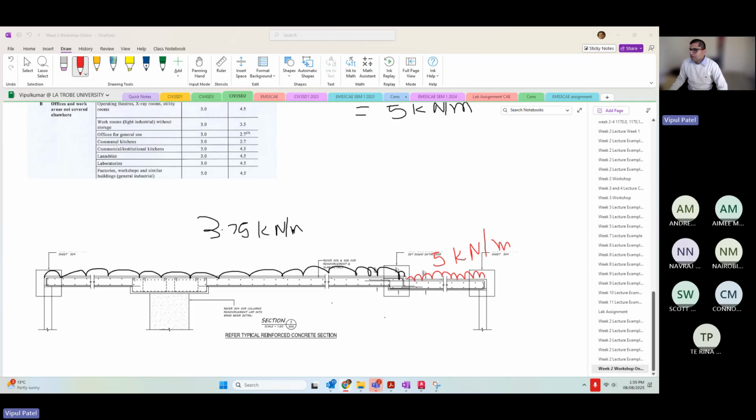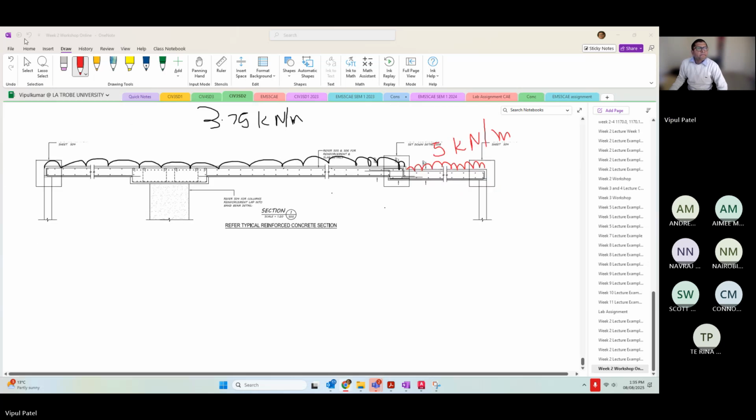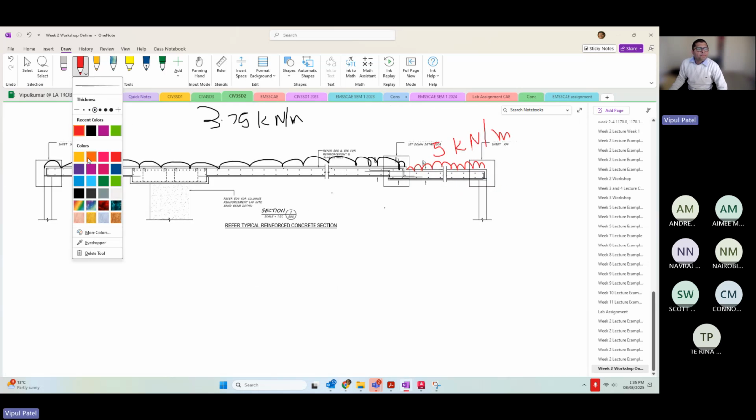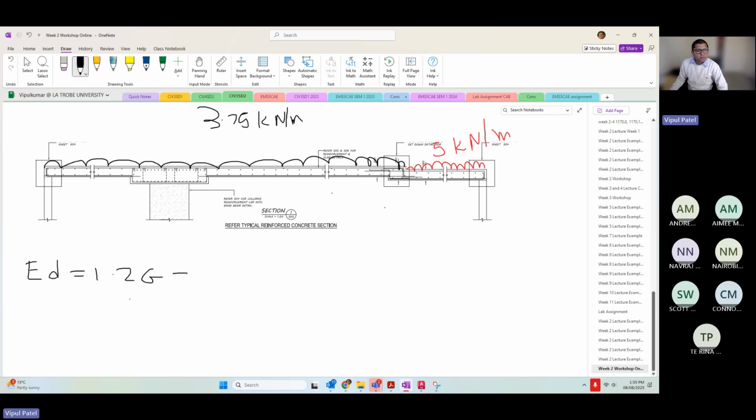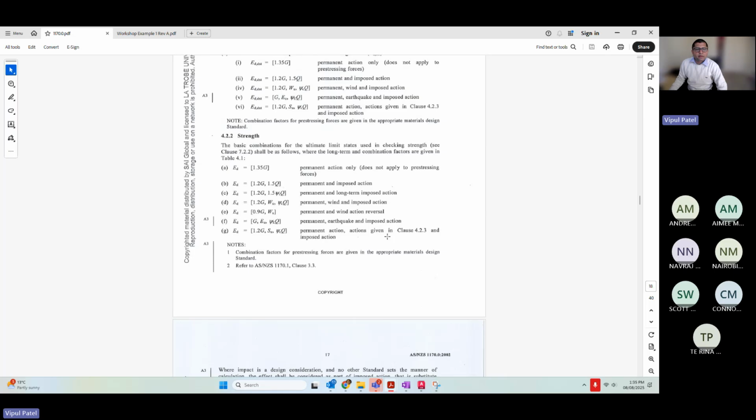Now, if I want to calculate the ultimate load, how are we going to do it? We just have 1.2 G plus 1.5 Q. So ultimate load, you know the story, I can show it to you again. Ed is equal to 1.2 G plus 1.5 Q. That is your ultimate load. Where this is coming from, I can show it to you again.